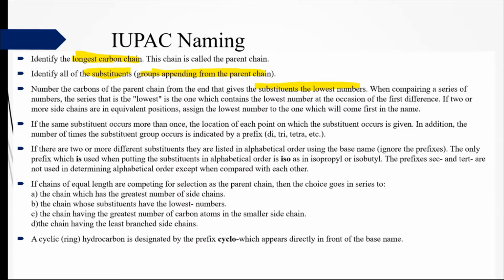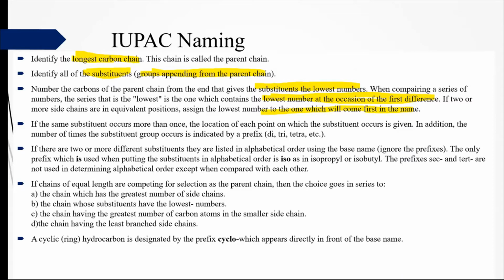Now, if we have more than one option about which way to number them, the series that is the lowest is the one that contains the lowest number at the first point of difference. And then if we have more than one option for which one would have the lowest one, then you assign it to whichever one comes first in the name. That's a whole other set of issues, which is about which substituent to name first. But that's our first part: we have to figure out the longest chain. We have to figure out the substituents, or what we have attached to it.